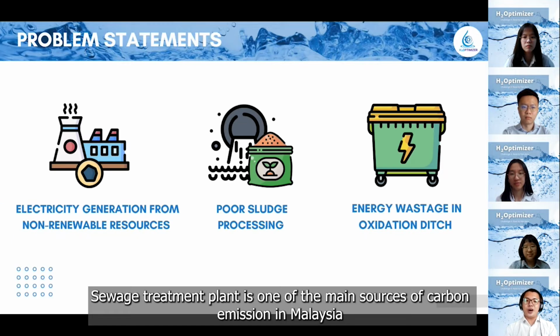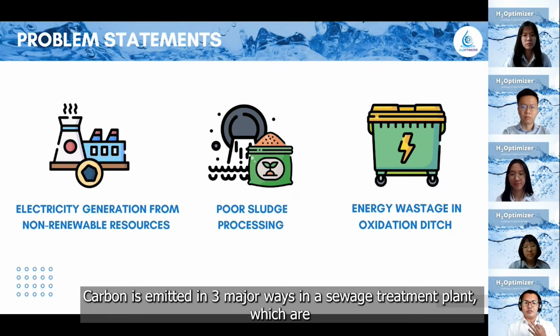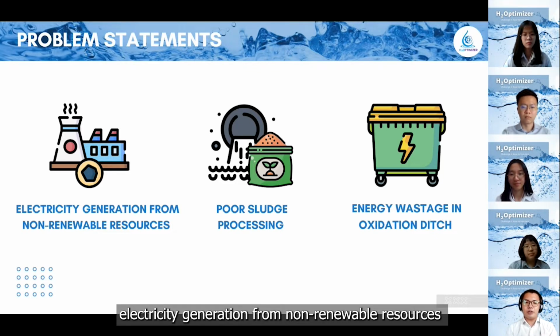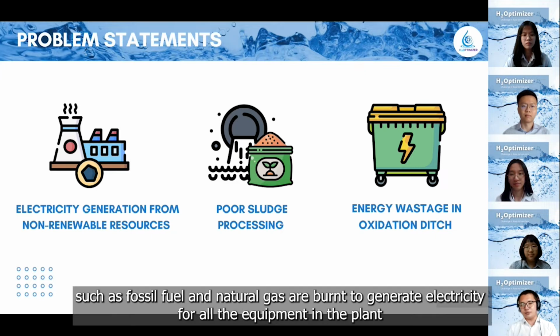Sewage treatment plants are one of the main sources of carbon emission in Malaysia. Carbon is emitted in three major ways in the sewage treatment plant, which are electricity generation from non-renewable resources, such as fossil fuel and natural gas, which are burned to generate electricity for all the equipment in the plant.